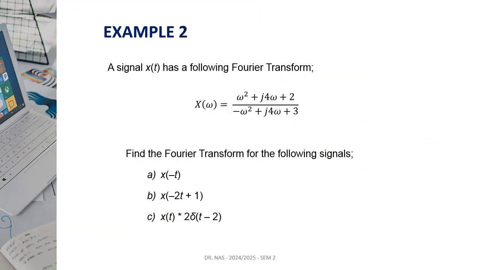Okay, let's look at the second example. Given the Fourier transform of signal x(t), X(omega), as the function shown, we need to find the Fourier transform for the following signal. We know that x(t) in the time domain will produce X(omega) in the frequency domain. You need to compare the given signal with the Fourier transform pairs or Fourier transform table in order to get the final output.